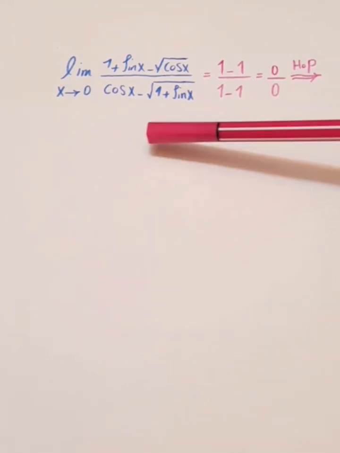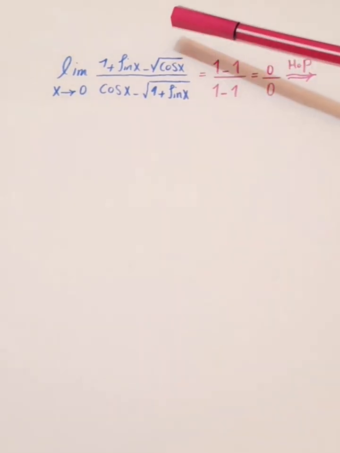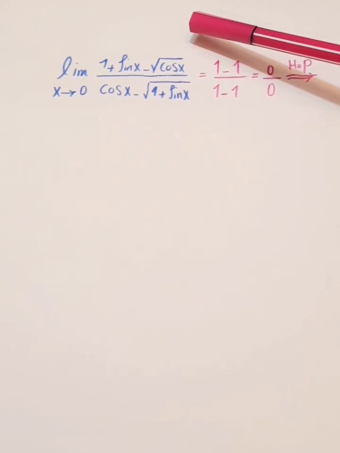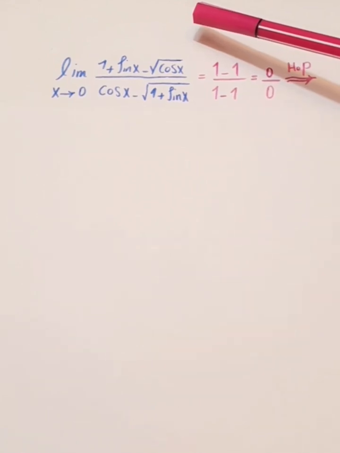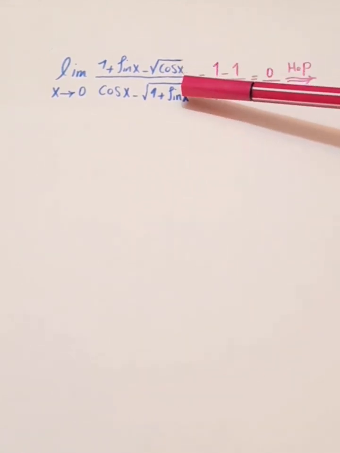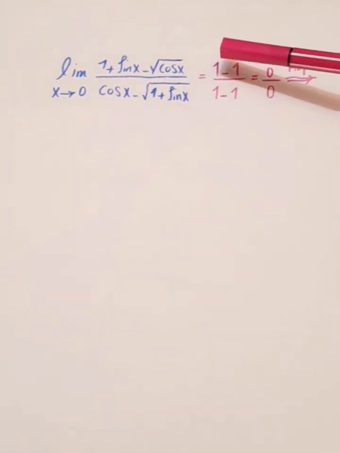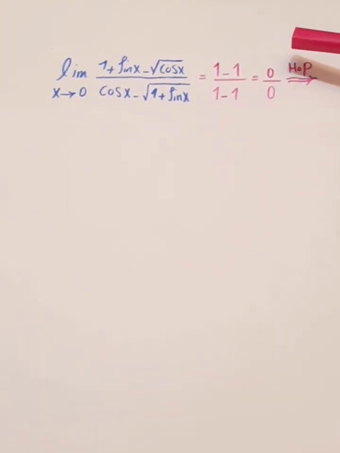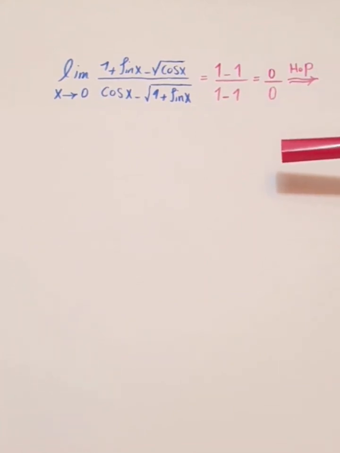If you put 0 in this function, what can we write? We can write 1 plus sine of 0 minus the square root of cosine of 0 over cosine of 0 minus the square root of 1 plus sine of 0. We know sine of 0 is equal to 0 and the cosine of 0 is equal to positive 1, so the final answer will be 1 minus 1 over 1 minus 1, which is 0 over 0. So we can use L'Hopital's rule that I proved in one of my videos.